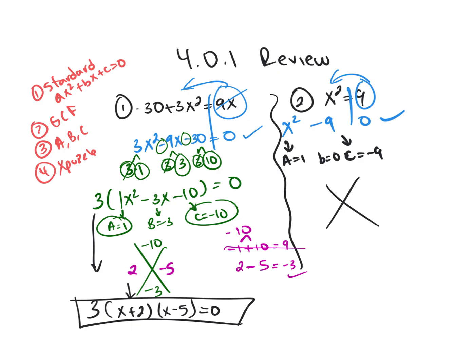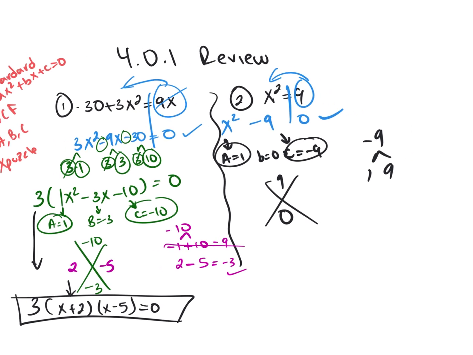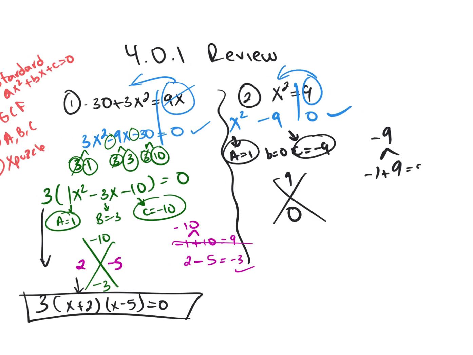On top is my addic, so I multiply A times C. On the bottom is my basement, so it's my B value. And then you play the game again. What can we multiply to get negative 9? What's 1 and 9? And even if I make one of them negative, I get 8, which is nowhere close to the 0 I need. So we're going to try some other numbers.